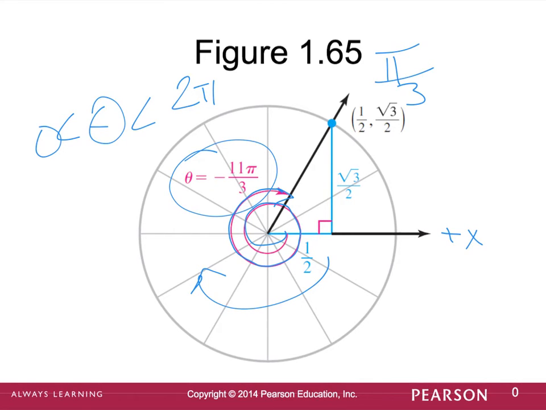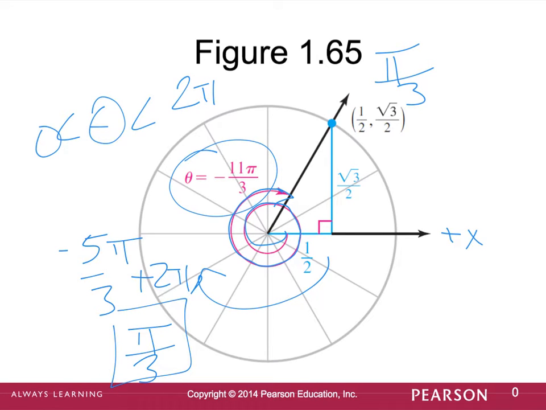So -11 pi over 3, add 2 pi, and we still get -5 pi over 3. So that's still negative, so we add another 2 pi to that, and then that gives us pi over 3, which is our coterminal angle within that range.